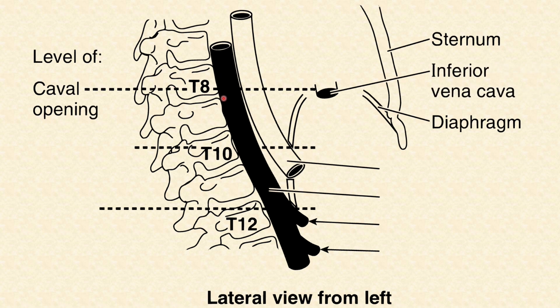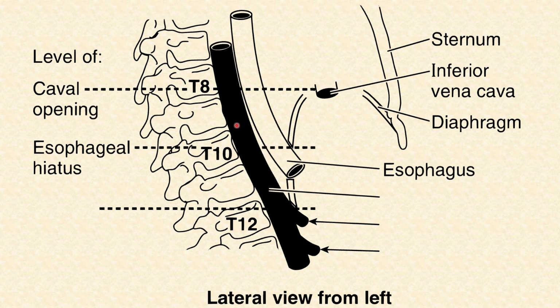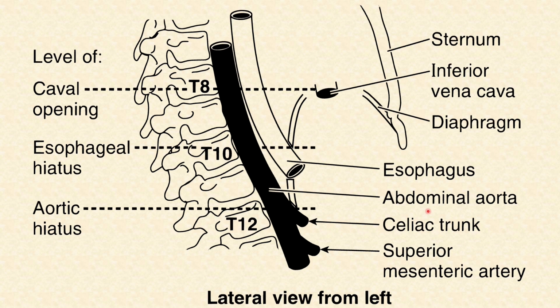As the name suggests, the inferior vena cava passes through it. The second major opening, we have the esophageal opening or the esophageal hiatus, at the level of T10. Again, as the name suggests, the esophagus passes through this opening. Lastly, we have the aortic hiatus. As the name suggests, again the aorta will be passing through it, the abdominal aorta, and then further we can see its branches, the celiac trunk and superior mesenteric artery.